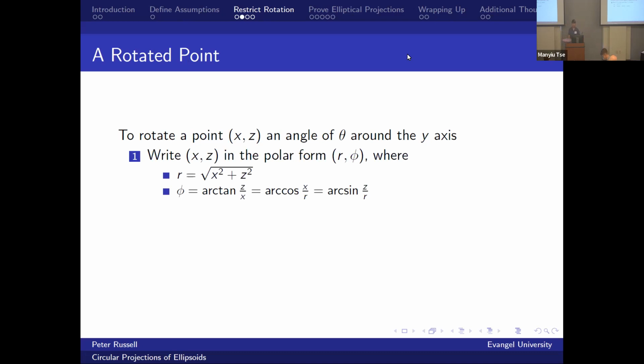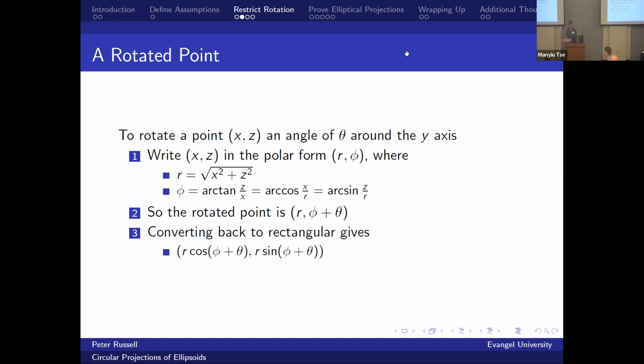And of course, we have r equal to the square root of x squared plus z squared. And we can call phi equal to, I guess, these three things. I'm going to be a little loose with it. So we can add on a rotation theta in this polar form, and convert back to rectangular. And we're left with r times the cosine of phi plus theta, comma r times the sine of phi plus theta.